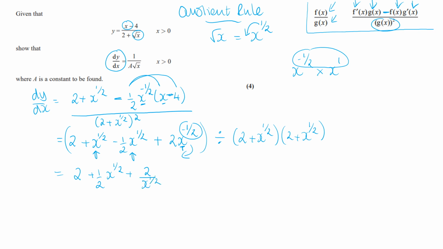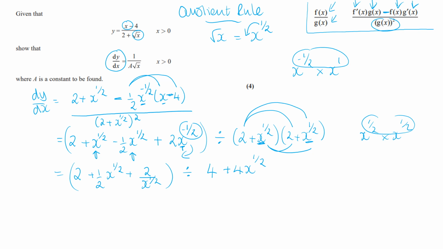It's just the x that goes underneath, the 2 will stay on the top, and it's all of that divided by, now multiplying out this bracket, we've got 2 times 2, 4. The outers and the inners are going to be the same term, 2 lots of x to the half plus another 2, so that's plus 4x to the half, and then x to the half times by itself is x to the half times x to the half. Again, we're going to add the indices, so that's plus x.